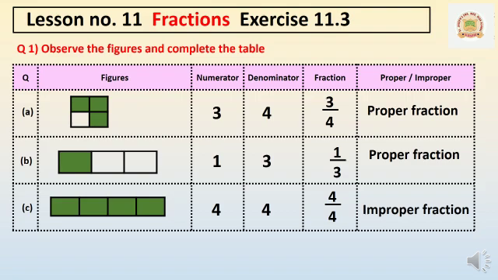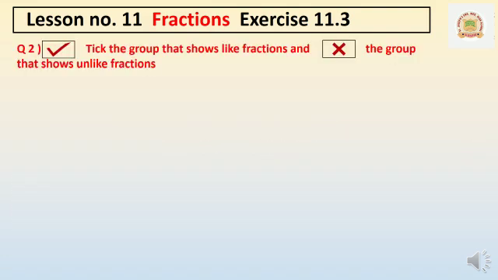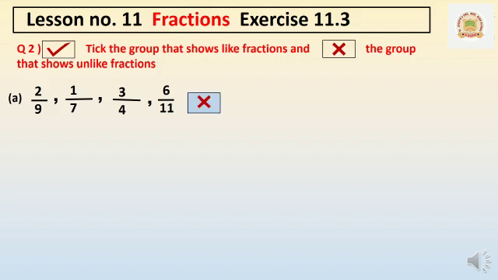Let us go to the next part of the lesson, that is question number 2. Here groups of fractions are given. In that, tick the right mark for the groups that show like fractions, and tick the cross mark for the groups that show unlike fractions. So here 2 by 9, 1 by 7, 3 by 4, 6 by 11 is given. So all have different denominators. When there are different denominators, we call it unlike fractions. When it is unlike fractions, we have to put a cross mark.